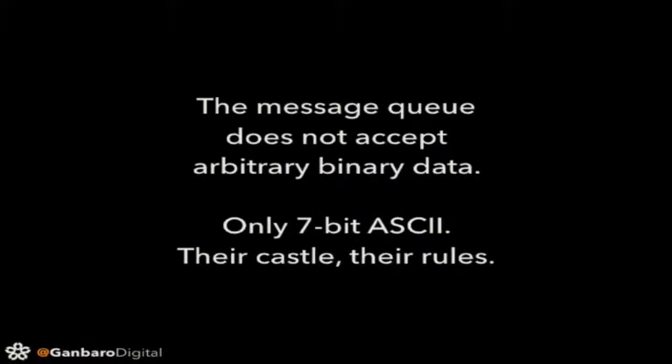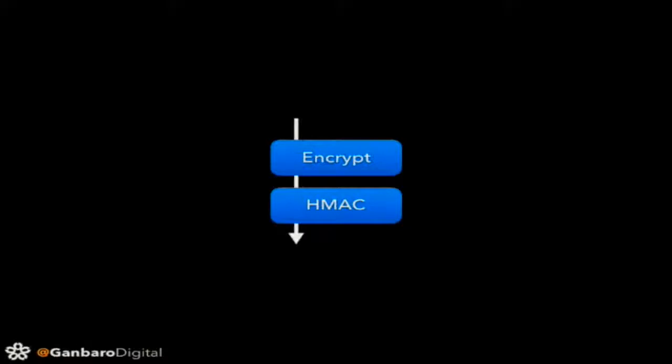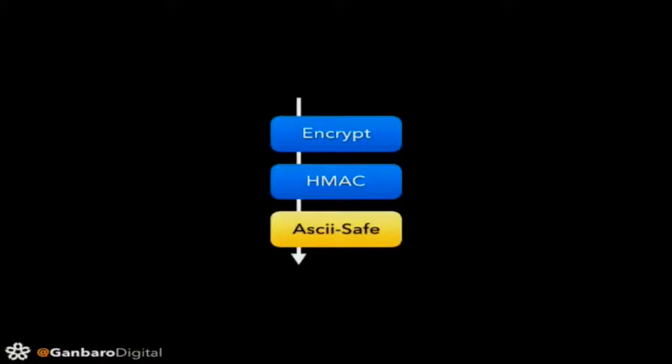You can't throw blobs at it, this particular message queue. If anyone's wondering, I'm talking about Amazon's SQS. It only accepts 7-bit ASCII. So we also need to transform our data and make sure it's safe before we send it to SQS, because the last thing we want is a payment status change to not reach the front end because the queuing system's rejected the message. So we need to take our encryption, our HMAC, and we need to make sure the final output is 7-bit ASCII.